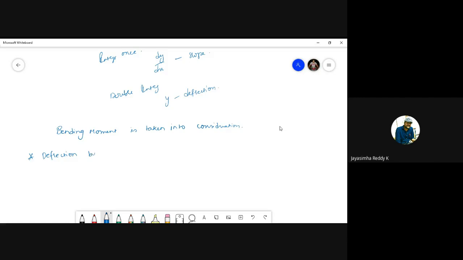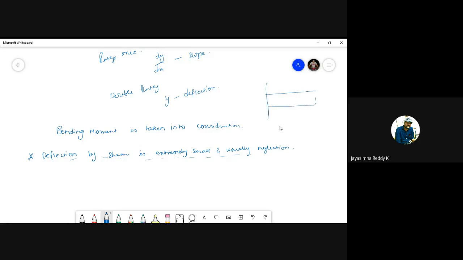Deflection by shear is extremely small and usually neglected. Okay, guys. So usually neglected. So you have to remember this term. So why? Because we have already seen this.